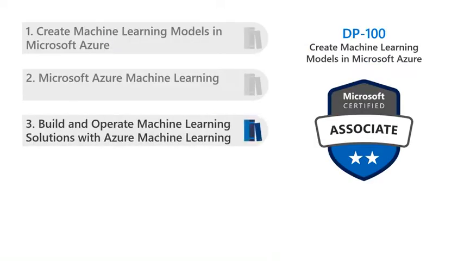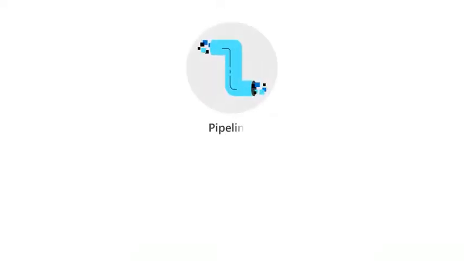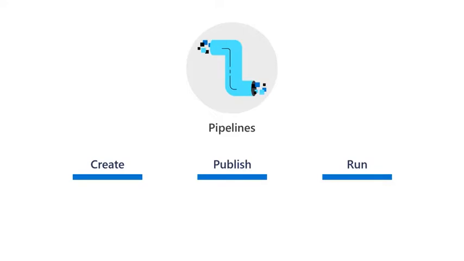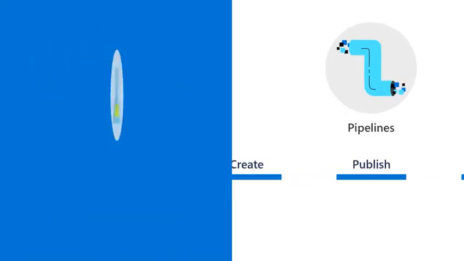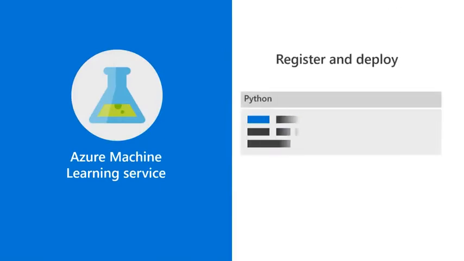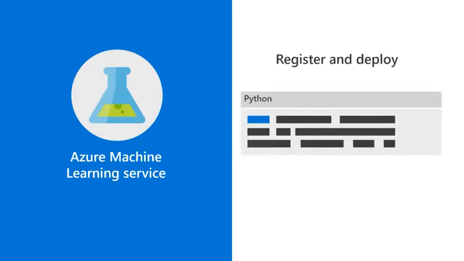Next, you will learn how to orchestrate pipelines and deploy real-time machine learning services with Azure Machine Learning. In this module, you'll learn how to create, publish, and run pipelines to train models in Azure Machine Learning. You'll also learn how to register and deploy ML models with the Azure Machine Learning Service.